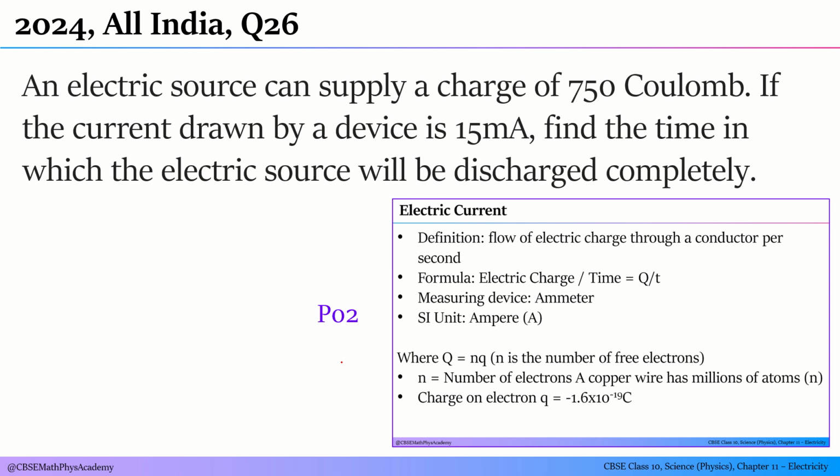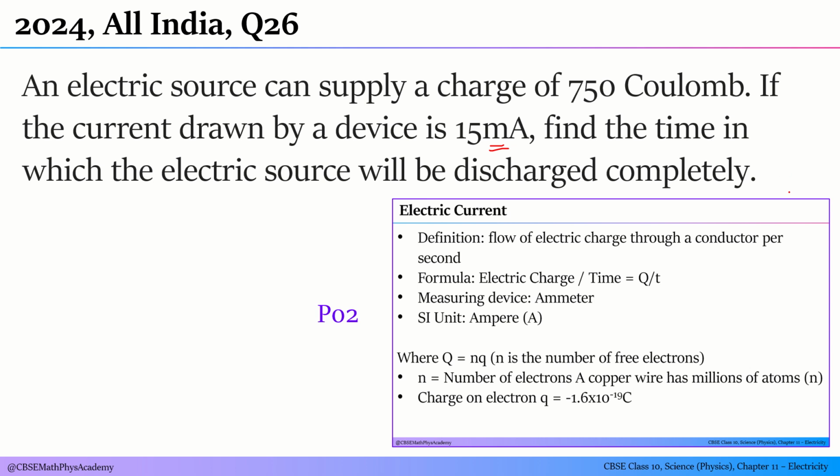Then the third question: an electrical source can supply a charge of 750 coulombs. That is maybe like a battery or whatever the source. You are drawing a current of 15 mA, meaning milliamperes. Find the time in which the electrical source will be discharged completely.